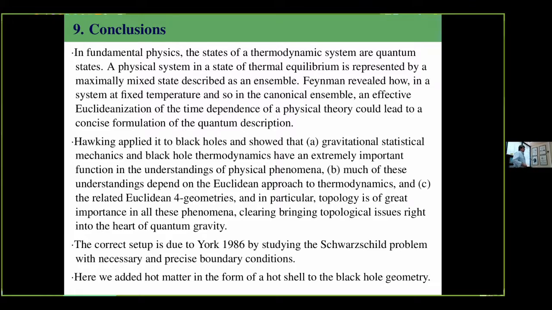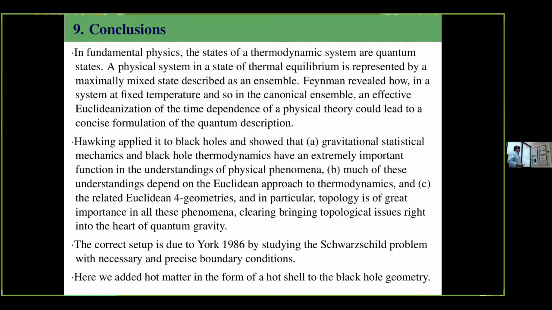These understandings depend on the Euclidean approach, as we have shown here. The geometries, the four-geometries that are Euclidean that appear, and in particular the topology. Topology itself is of great importance in all the phenomena, and clearly it brought these topological issues right into the heart of quantum gravity. That was already speculated by Wheeler with those wormholes, but Hawking showed in a precise way that maybe topological issues are very important.